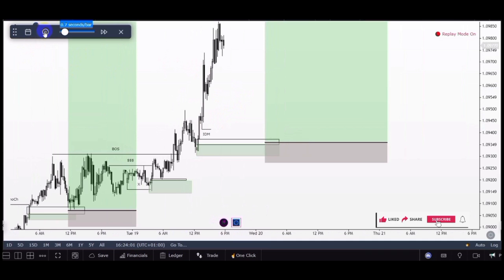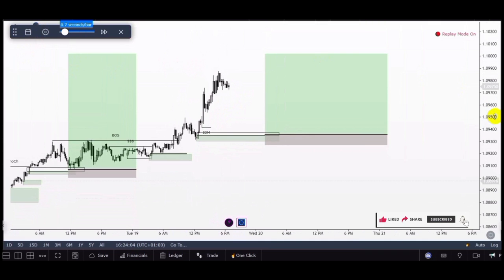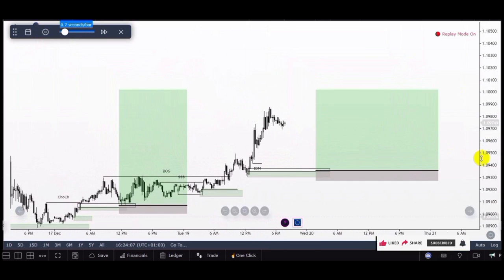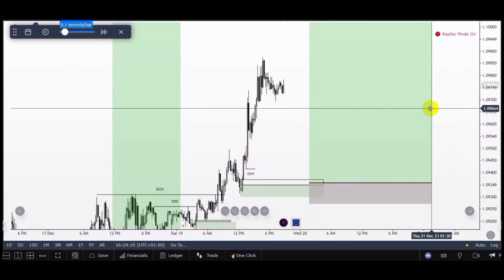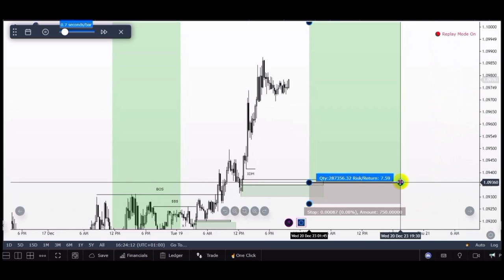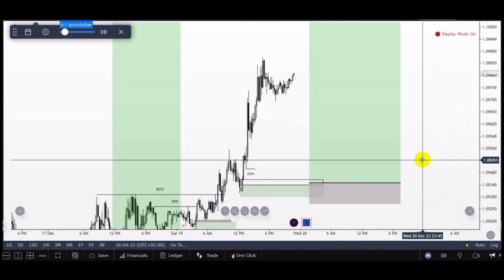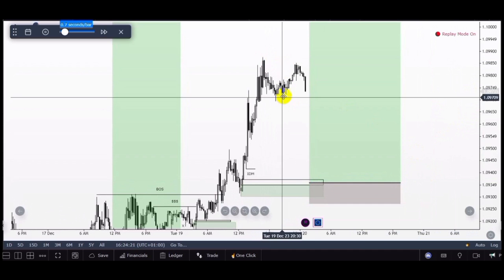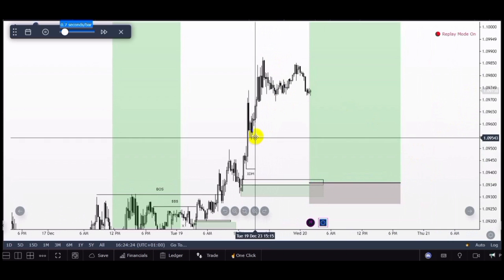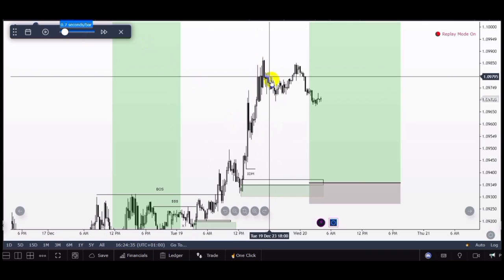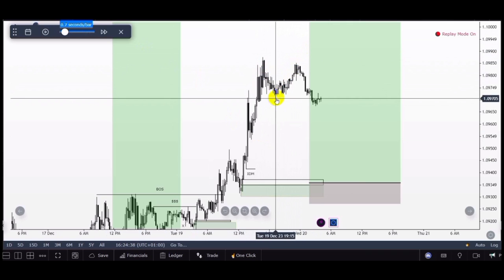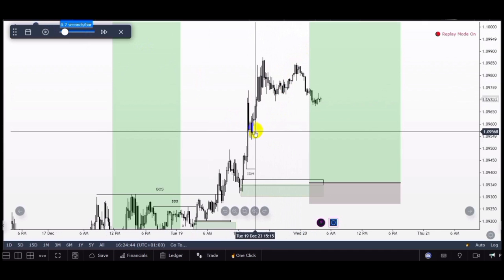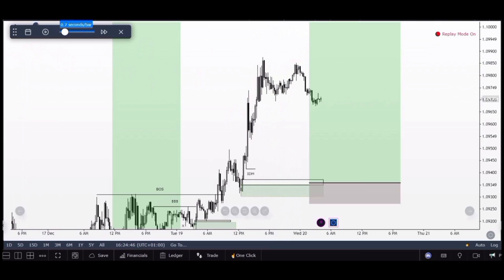So price is still pulling to the upside, coming downwards. Price is still pulling downwards. Price did not break this high point, so we do not have a newly formed inducement. This is still our inducement here. So let's see what happens. If this move here had pushed price to the upside, then this would have been our newly formed inducement. But this is still our inducement. So let's see what price would do. Still yet.